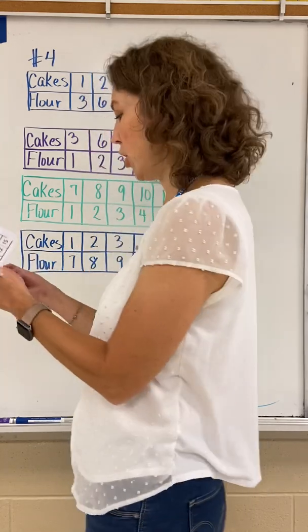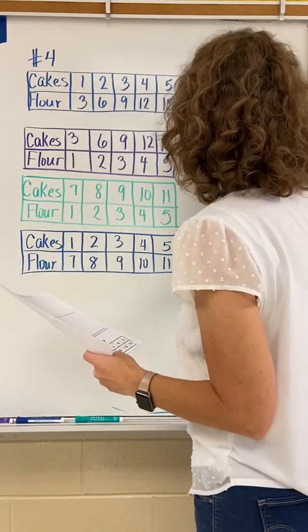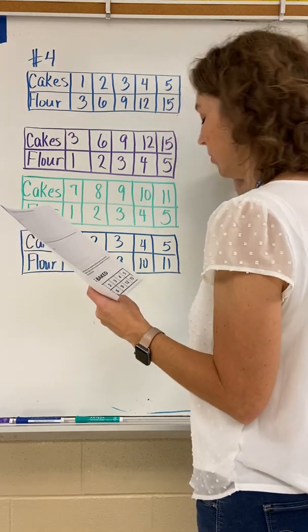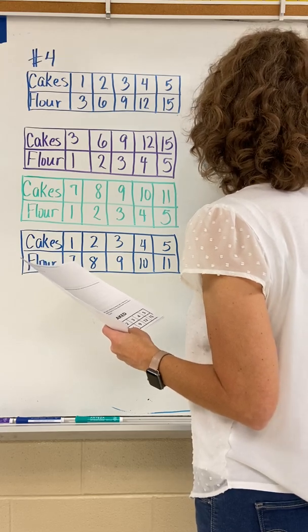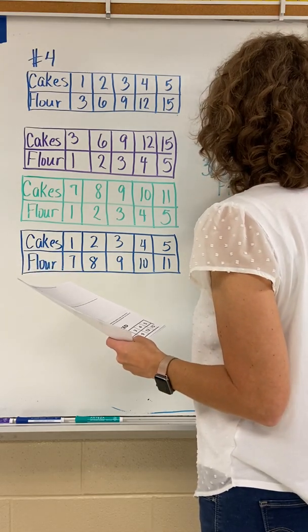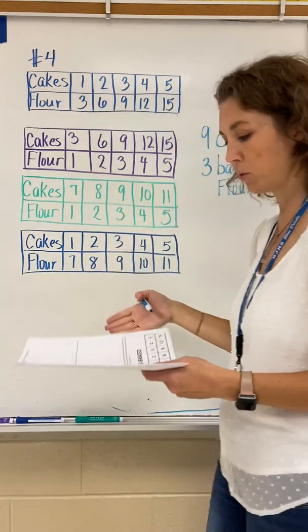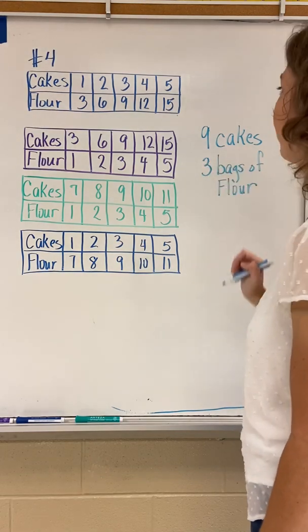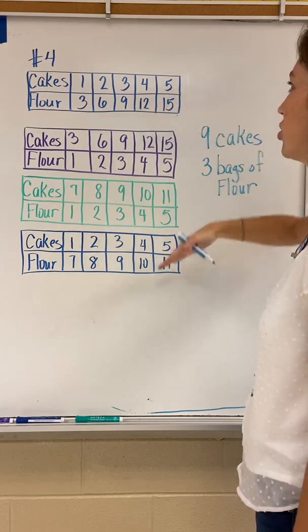So it says in our clues that the bakery makes 9 cakes and they use 3 bags of flour. Okay, so we want to see which one of these tables represents this relationship. 9 cakes, 3 bags of flour. So let's just look for 9 cakes and 3 bags of flour in the charts.